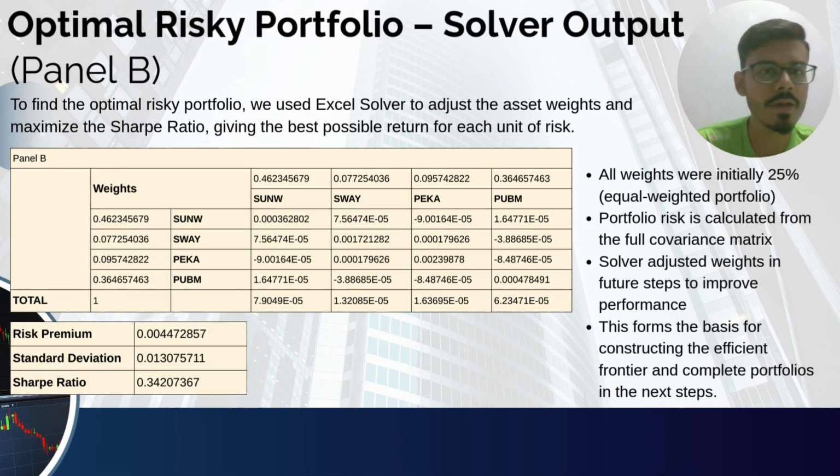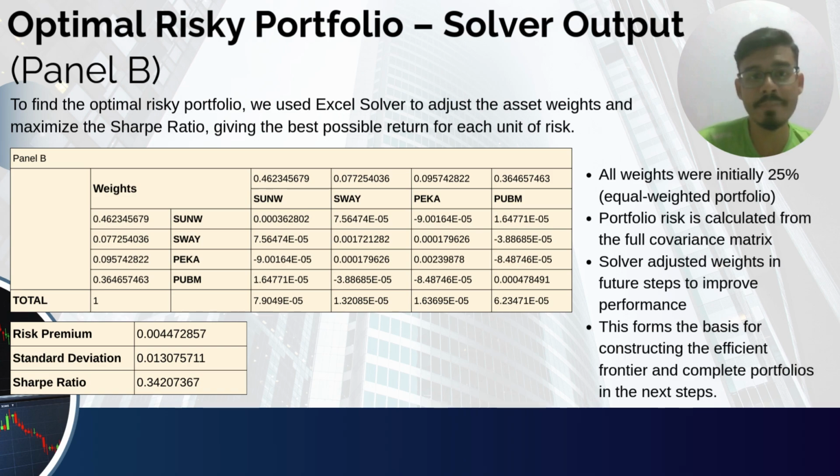Okay, so now I'll be talking about the optimal risky portfolio solver input for panel B. In panel B, in order to find the optimal risky portfolio, we use the Excel Solver to adjust the asset weights that we set initially, which is 25%, and maximize the Sharpe ratio that we got in panel A, giving the best possible return for each unit of risk. Portfolio risk is calculated from the full covariance matrix.